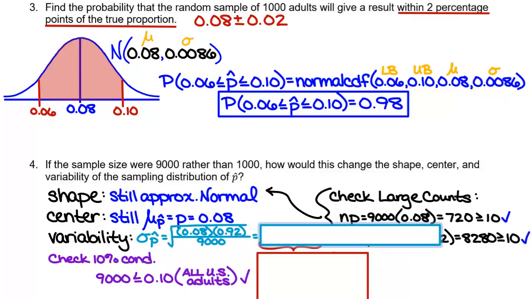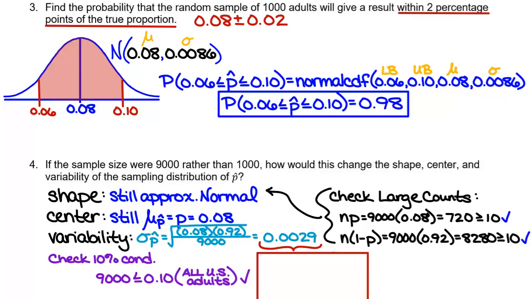So now I can plug and chug in my formula. Numerator stayed the same, 0.08 times 0.92. Denominator got quite a bit larger. So what does this come out to be? 0.002859, or 0.0029. I rounded.